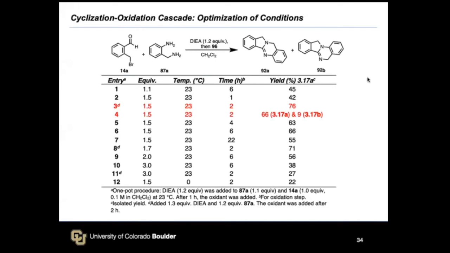So next, we optimized the conditions, and we found that increasing the number of equivalents of the oxidant to 1.5 gave the best results. However, increasing the number of equivalents further decreased the yield. We also found that shortening the reaction time to 2 hours gave optimal results, and that cooling hindered the reaction.